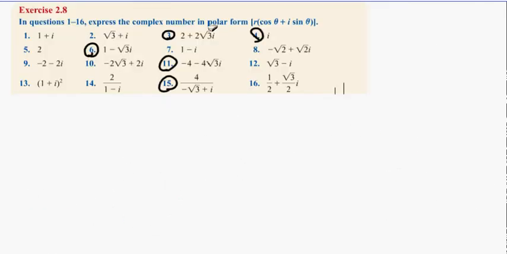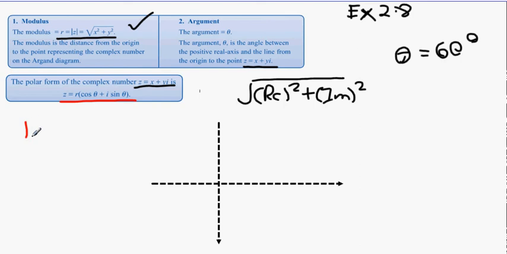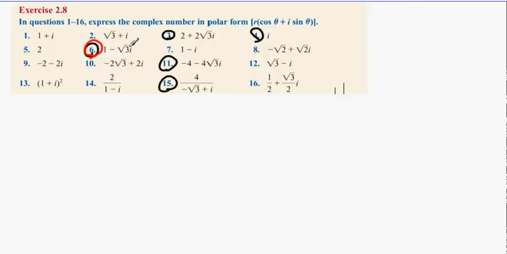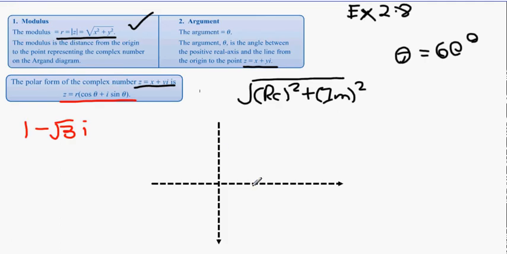The next question after that we're going to do is question 6. Okay, so question 6 is 1 minus root 3i. Just double check that. 1 minus root 3i. Now, 1 is 1 across, and then minus root 3 down, so it's here. So what we can see here, guys, is that it's this angle here. So what we have to find out first is the r value of this complex number. What is the length of this?